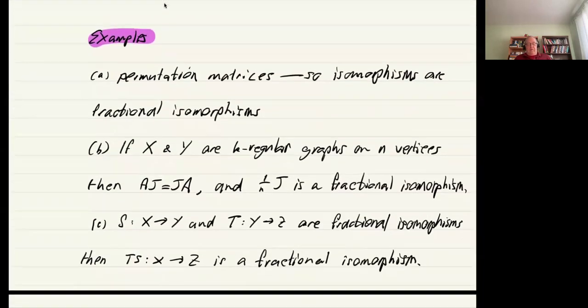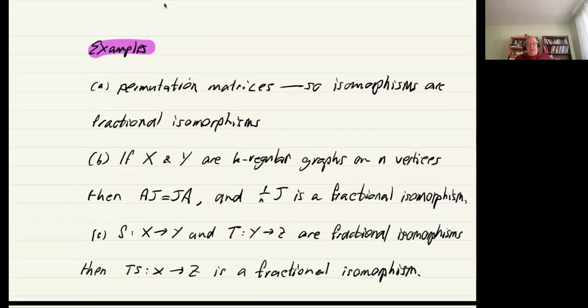Well, I mentioned permutation matrices. Here is a somewhat disappointing example: if X and Y are k-regular graphs on n vertices, then AJ is equal to JA, and both are equal to k times J. And so 1/n times J is a fractional isomorphism. So we've solved the fractional isomorphism problem for regular graphs. If they have the same number of vertices and the same valency, then they're fractionally isomorphic. Okay, so well, it is what it is.